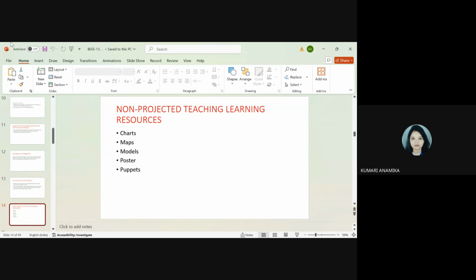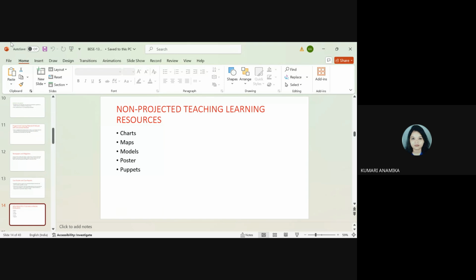We can even see that models can be of two types. It can be a stationary or non-working model, or it can be a working model. For example, a model of an eye is a non-working model. But the solar system, where all planets revolve around the sun, is an example of a working model.